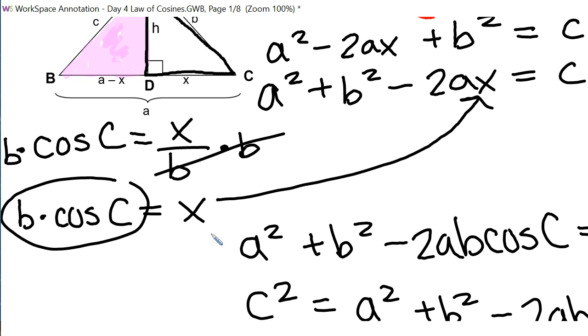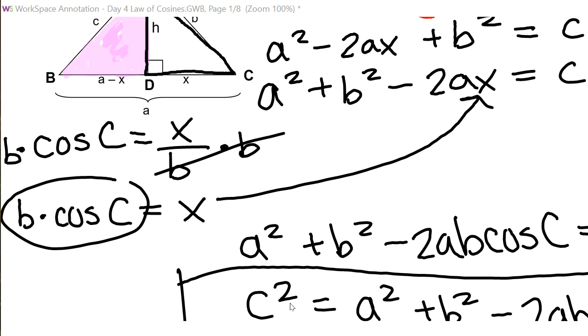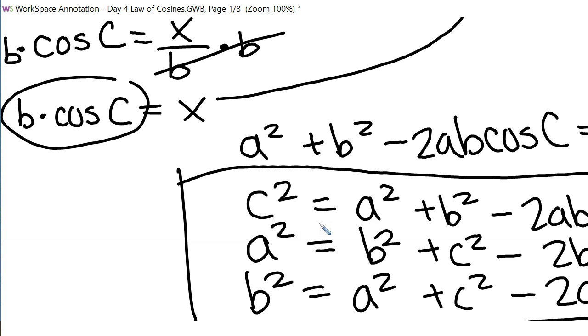You could have a squared equals b squared plus c squared minus 2 times b times c times cosine of angle A. And the third version is b squared equals a squared plus c squared minus 2ac cosine of angle B. And all three of these are called the law of cosine.